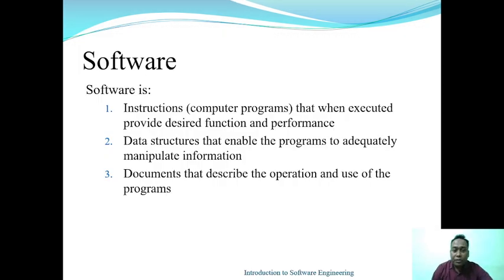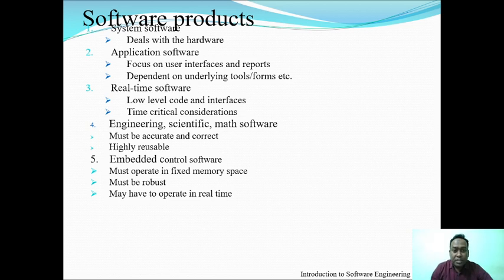What is software? Software is instructions, computer programs that when executed provide desired function and performance, data structures that enable the programs to manipulate information, and documents that describe the operation and use of the programs. Software is one of the main parts of a computer system. We use all the software in a proper manner, to function according to the user's ability. There are some software products: system software and application software, and the third one is real-time software. The fourth one is engineering and scientific software, and embedded control software.